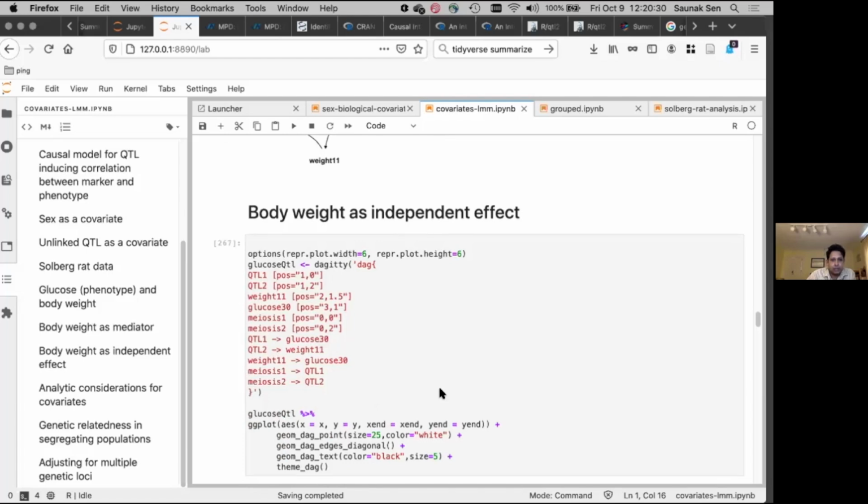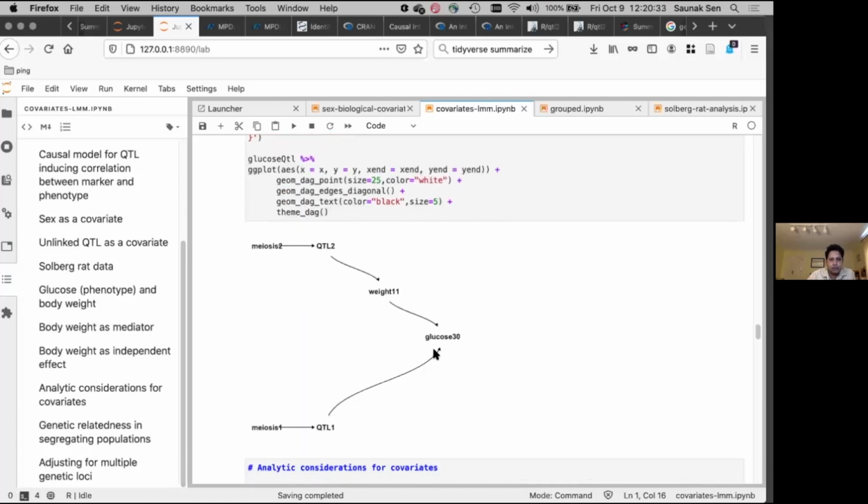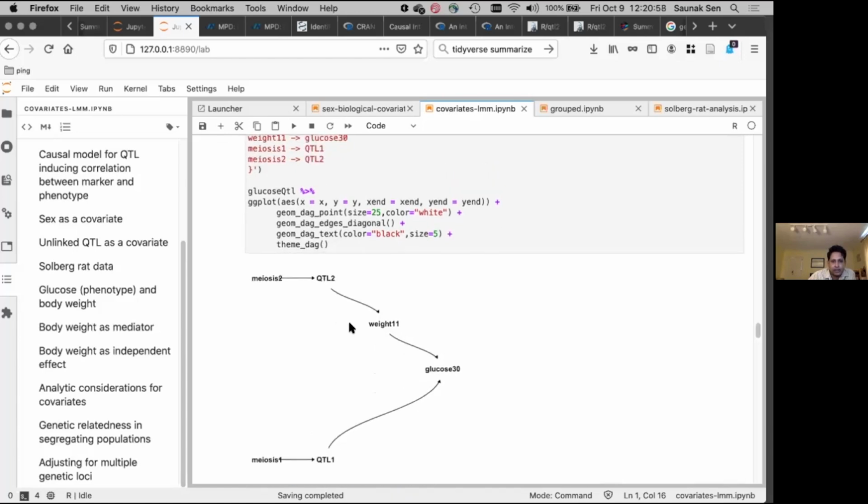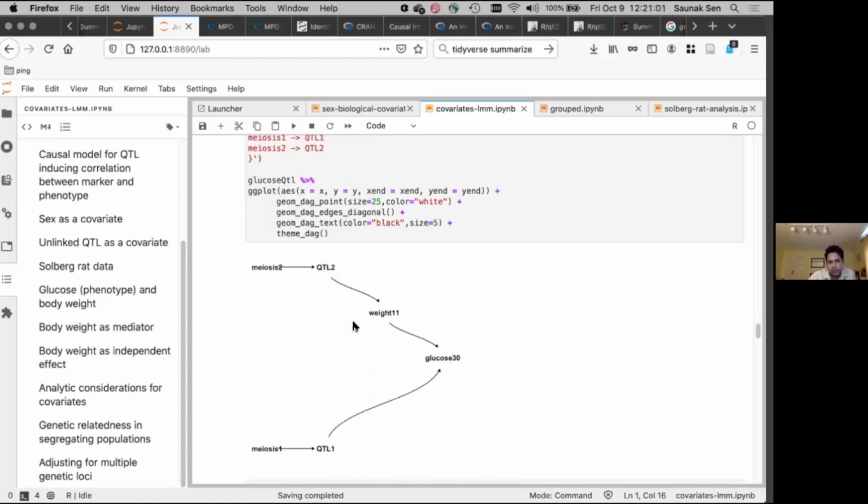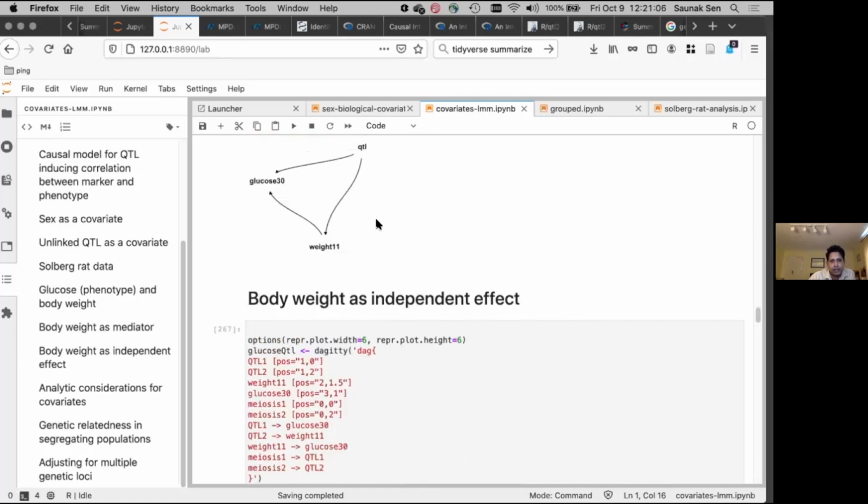Another way to think about it, or another model for it, would be that body weight is not directly connected to or caused by this QTL that is affecting glucose, but it is controlled by a separate QTL on a different chromosome. So these are two slightly different models. And of course, you can empirically find out, at least to some extent, whether it is this or that.